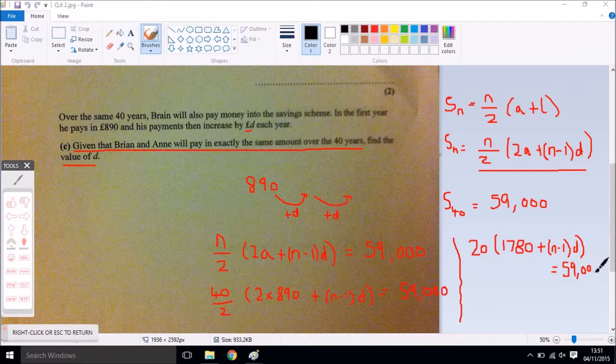Okay, so just dividing through by 20, because we have 20 lots of this whole bracket, which means 20 times this whole bracket is equal to 59,000. Let's just get rid of that 20. Don't actually expand everything out here, because then you're just creating more work for yourself. This bracket here is just simply a number. Once we have all these letters n, d, this is just simply a number.